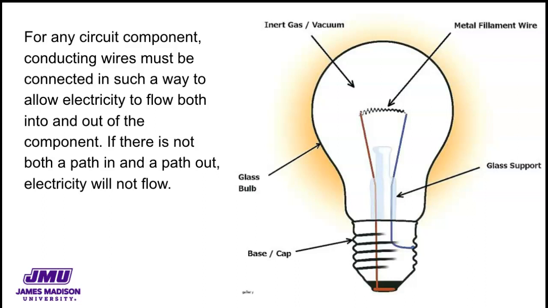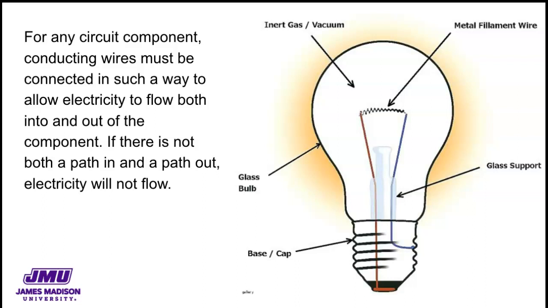For any circuit component, you have to have a wire that goes in on one side and out on another, or else the circuit component is not part of a circuit. The whole point of the word circuit is that you have to be able to trace it in a complete cycle from the voltage source through the materials and back through the voltage source.